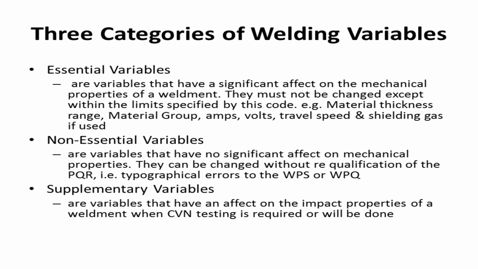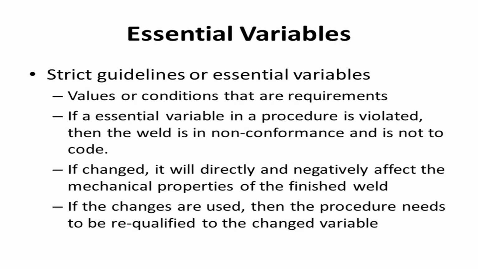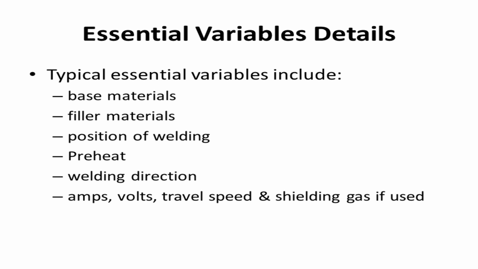Okay, there's three categories of welding variables. The essential variables constitute the main part of the welding parameters which guide the welders or weld operators to make sound and repeatable welds. So here's a little sheet on the essential variables that you can expand on. Talk about the essential variable details, your base materials, your filler metals, position, preheat, etc.